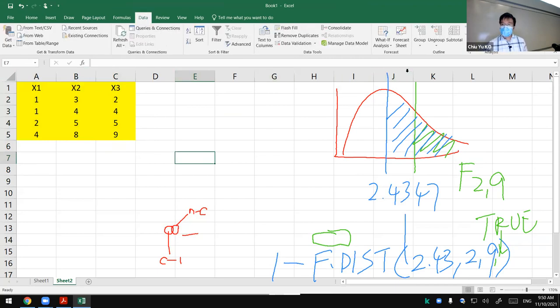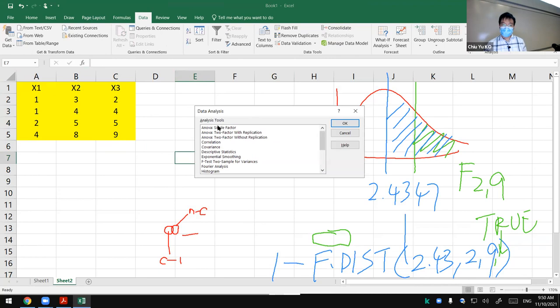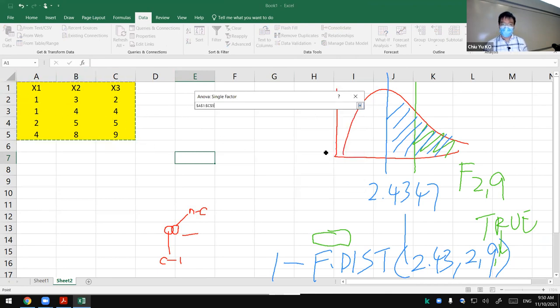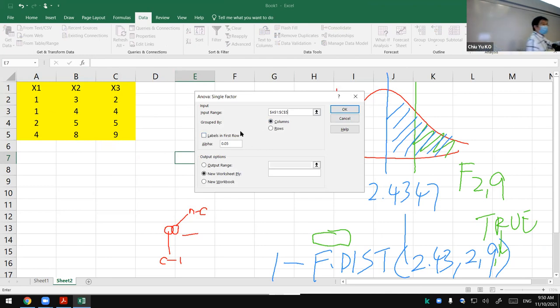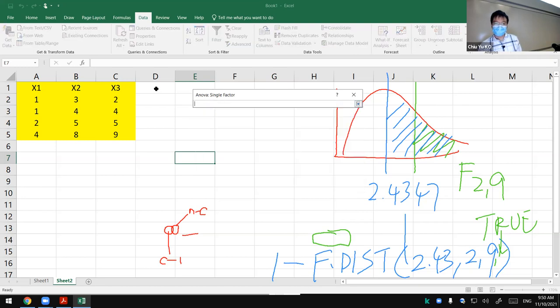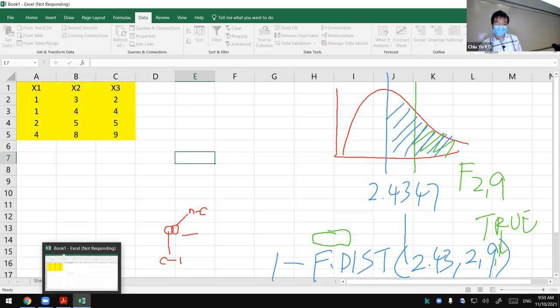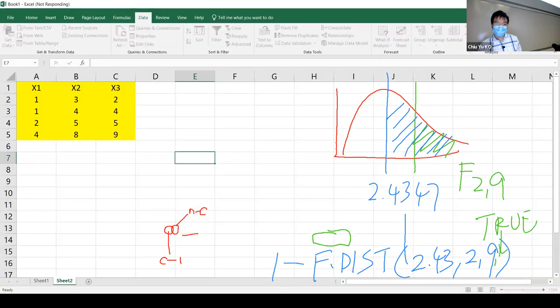Basically, just do the data analysis, and we have ANOVA: Single Factor. The input range, just highlight everything there. The data is grouped by columns because each column is a group. This Excel procedure is already in the slide at the end, so there's nothing special here. There are labels in the first row. You decide where to output, maybe put output here, and then you're done. Just wait a bit. Why? Surprisingly it dies. It's supposed to come in one second, but oh, what happened?